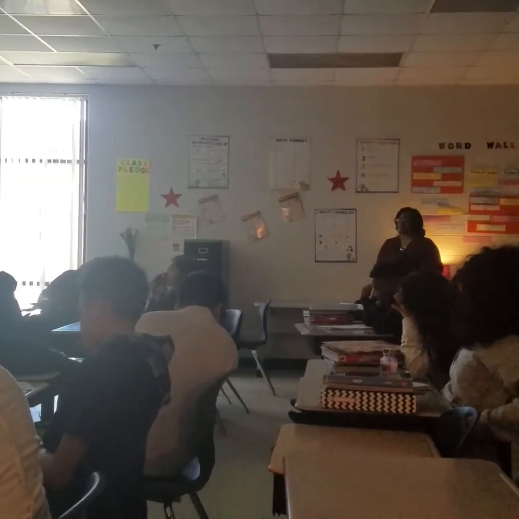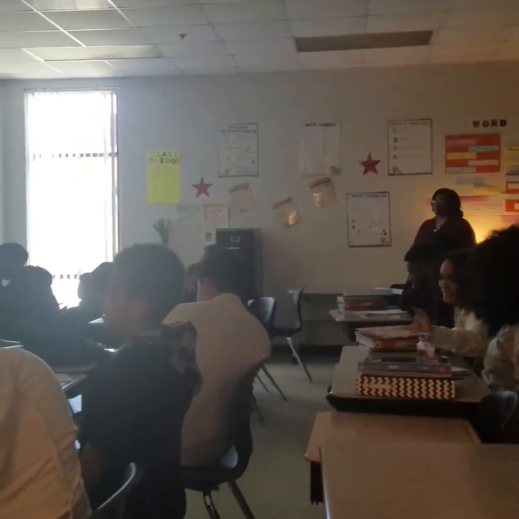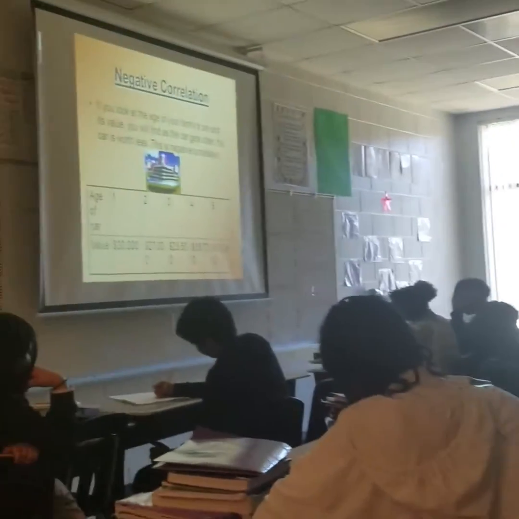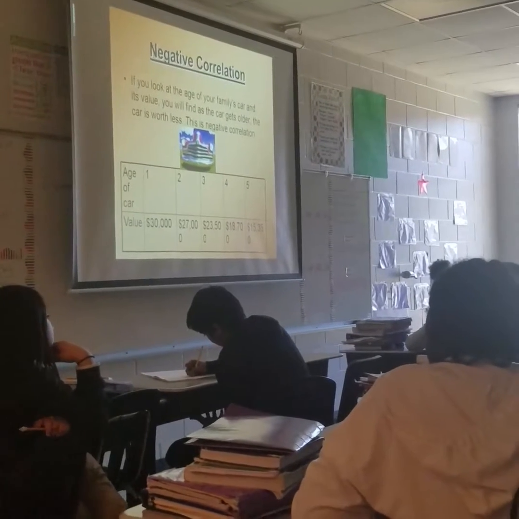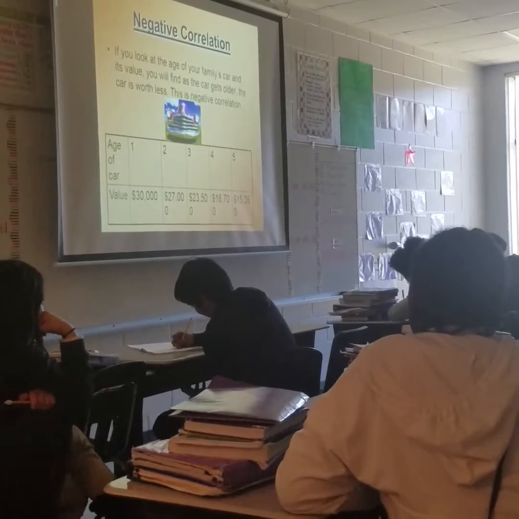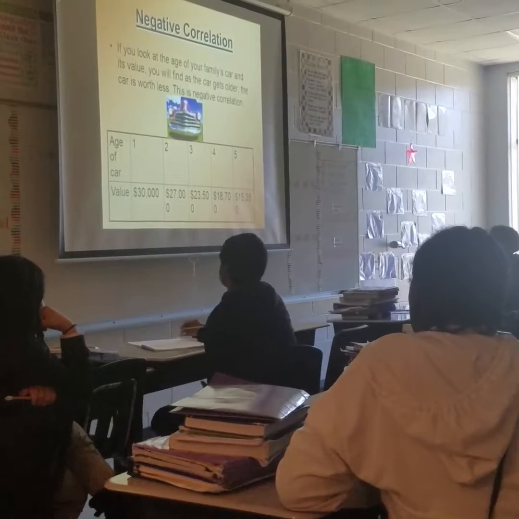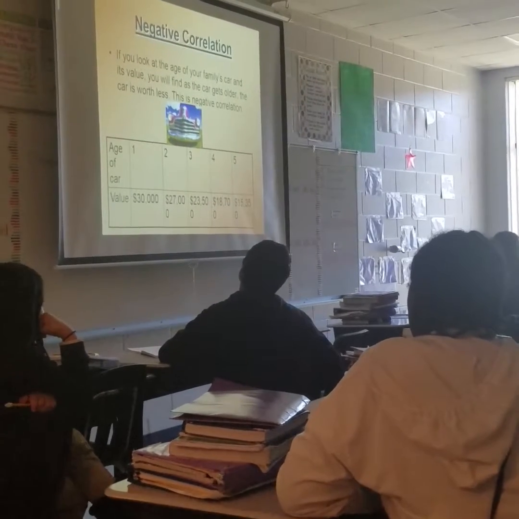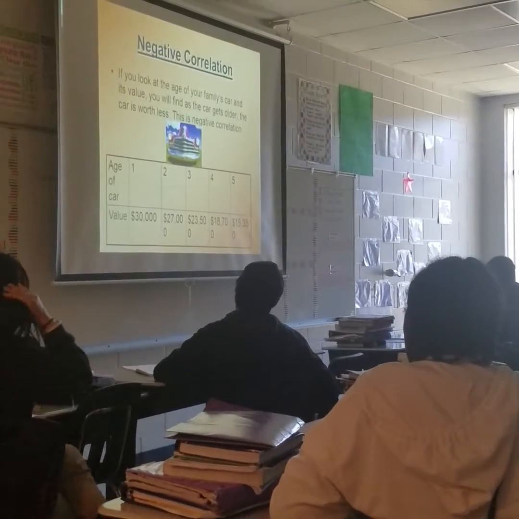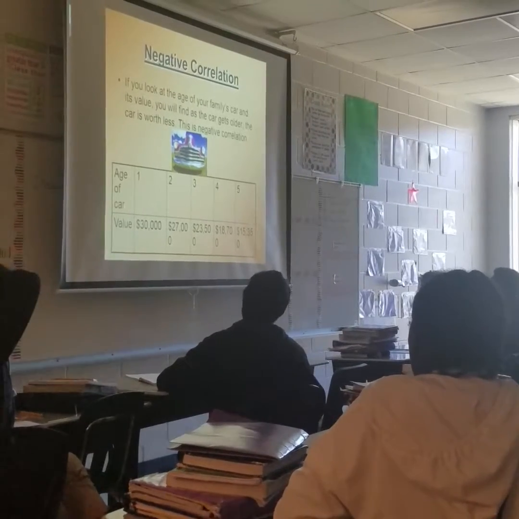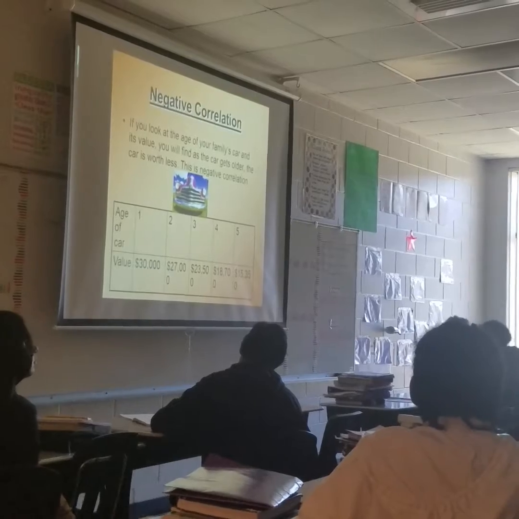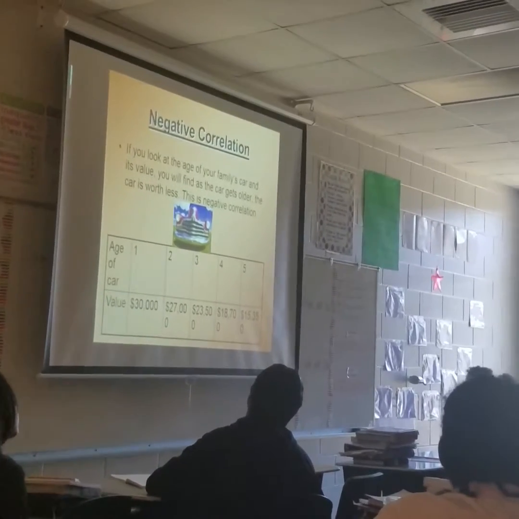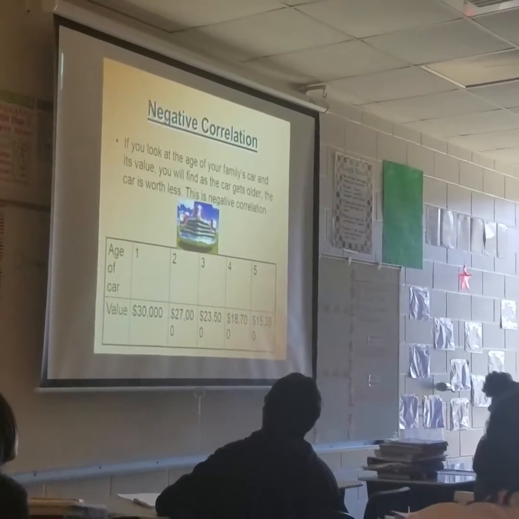Okay, you see the difference in those two? So it's positive when both your X and Y increase. With the negative correlation, either your X or your Y will increase while the other decreases. Well, we're going to look through some examples. Okay, do you understand that table? Yes. You see how the value is decreasing for each age?